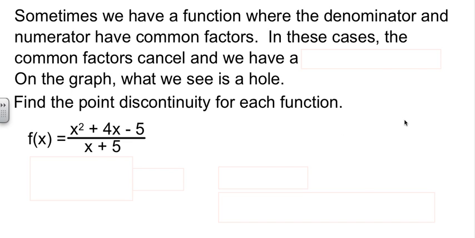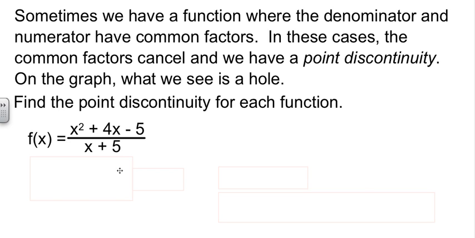Now sometimes these things have common factors in the top and the bottom. That is to say, you could simplify the problem. In those cases, what you get is called a point discontinuity. And in those cases, you get a hole in the graph. And I'll show you one like that on the calculator in class. I'll show you what it looks like. But let's find our point discontinuity.